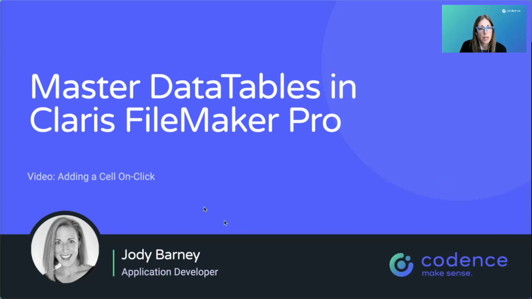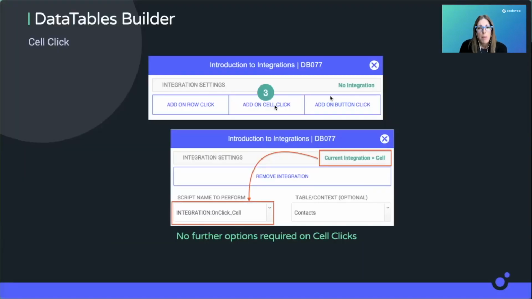In this video session, we're going to look at adding an on-cell click, very similar to what we're doing for rows. But this time we're saying, let's choose the cell click. It's going to integrate and say, we're going to do this on cell. There really are no further options for you to choose when you do this, and the reason is this. Let's look at the code.